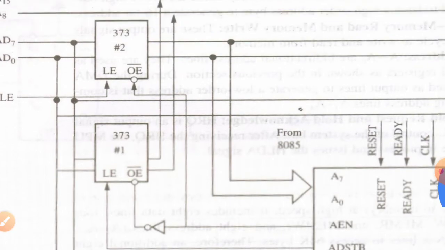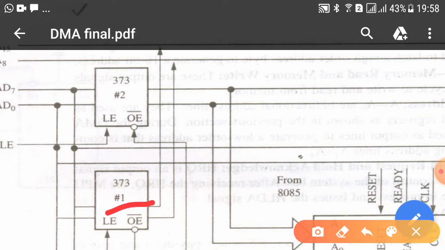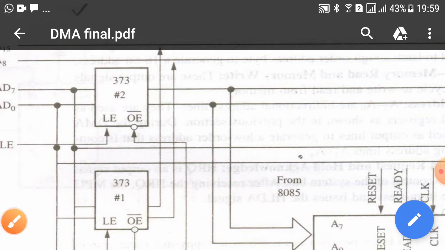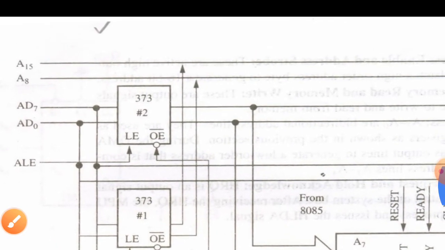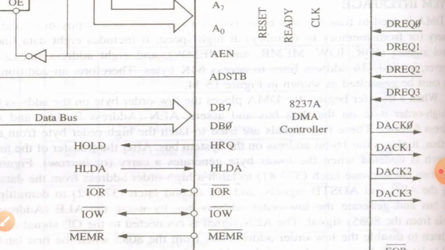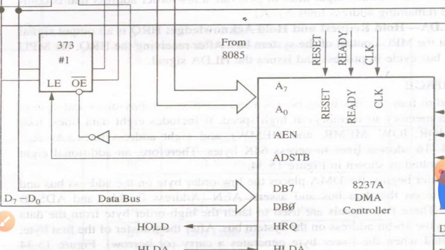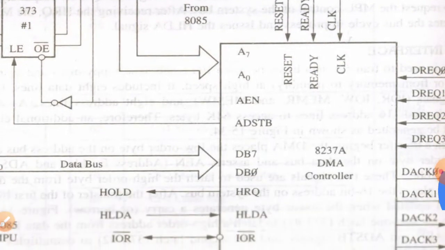Now, in this block diagram you will see there are two latches being used. 373, one is latch number 1 and another is latch number 2, to receive the addresses on the address bus as well as on the data bus. And the rest of the 8237 configuration remains the same. The data bus is connected with the data bus of the 8237 and so on.